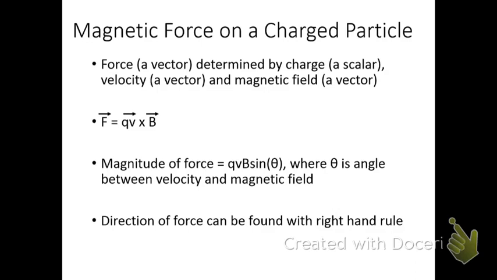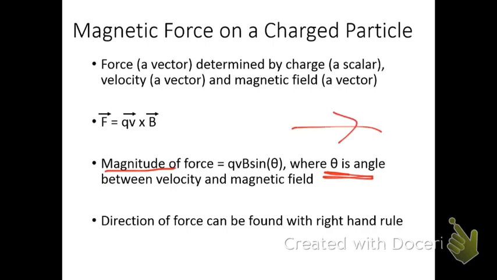The magnitude of a cross product isn't too bad. In this case, the force on a charged particle moving through a magnetic field that's created from somewhere else is Q V cross B. Every vector has magnitude and direction. The magnitude of that force is just Q times V times B times sine theta, where theta is the angle between the velocity and the magnetic field.